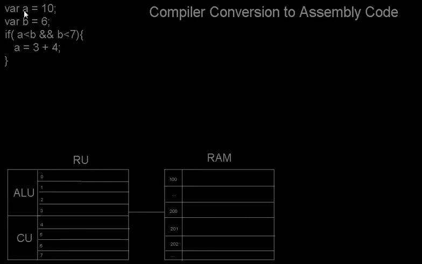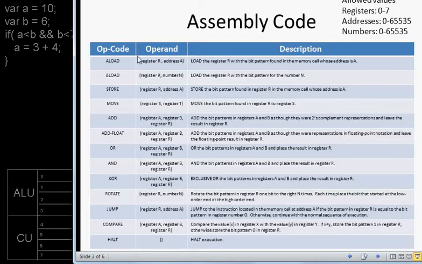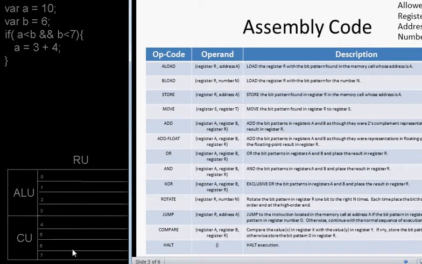So what do we need to do? First, we want to have a variable A. So we want to put in address 100 the value 10. If we look at what we have for options, the only movement things we can do are load, store, or move. Well, we don't have anything in registers. We want to store something into an address. Okay, so we want store. We have to take a bit pattern found in register R. Well, we don't have anything in the registers yet.